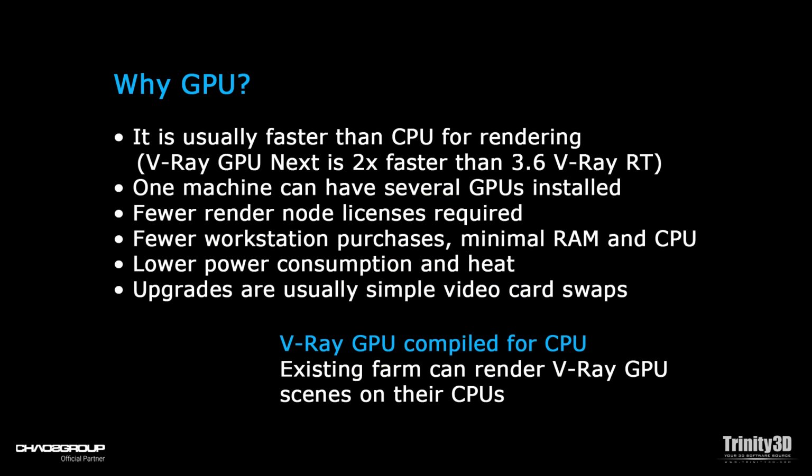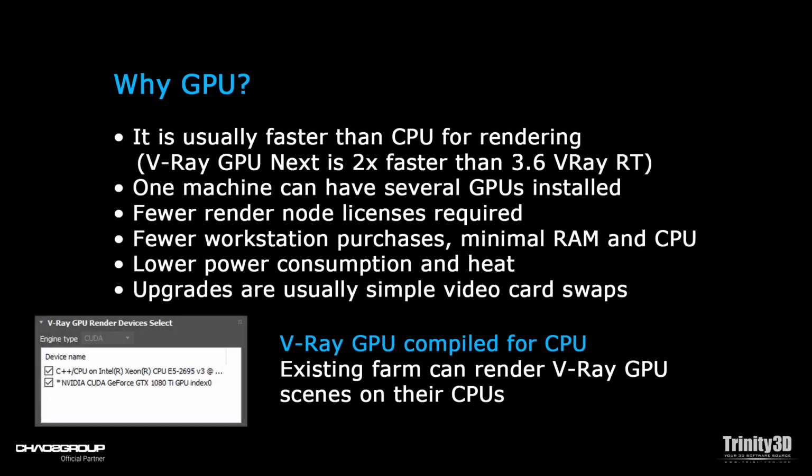And to make your transition from CPU to GPU possible, they have compiled the GPU renderer to work on CPUs. That means you can still use your farm, and machines with great CPUs will crunch it out in the emulation mode. And this also has the benefit of being able to use all the system RAM, because video cards are still somewhat limited.